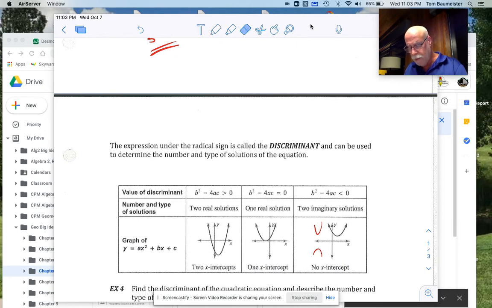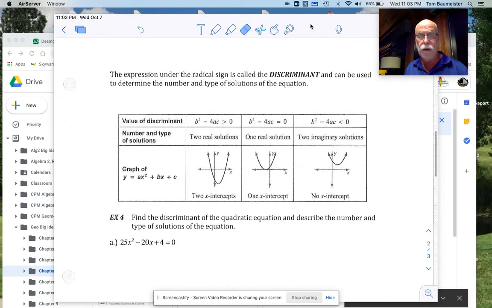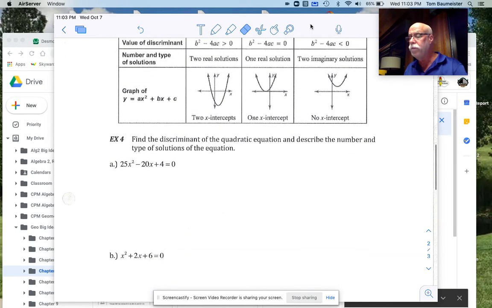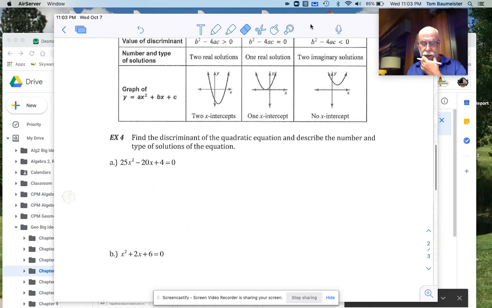So again, I've told a lot of students all the time, I still will do the discriminant first. That kind of lets me know what I have to do. So let's do a couple of them here. In example 4, it says find the discriminant of the quadratic equation and describe the number and types of solutions of the equation. So on this one here, well, I can't factor out anything.